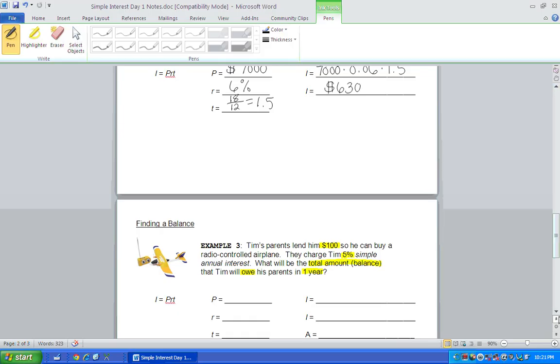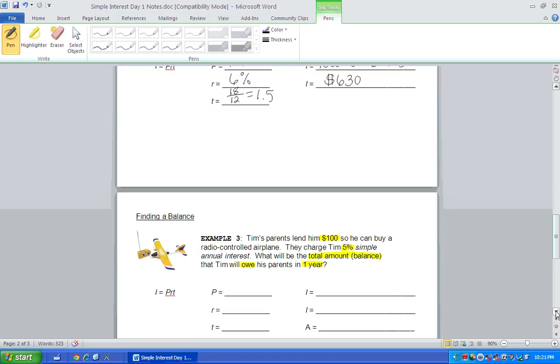Tim's parents lend him $100 so he can buy a radio-controlled airplane. They charge Tim 5% simple annual interest. What will be the total amount that Tim will owe his parents in 1 year? So this is an example of negative interest, because he's going to have to pay back in interest as well. So how much he borrowed from his parents, that's the principal, $100. The rate is 5%, and the time is 1 year.